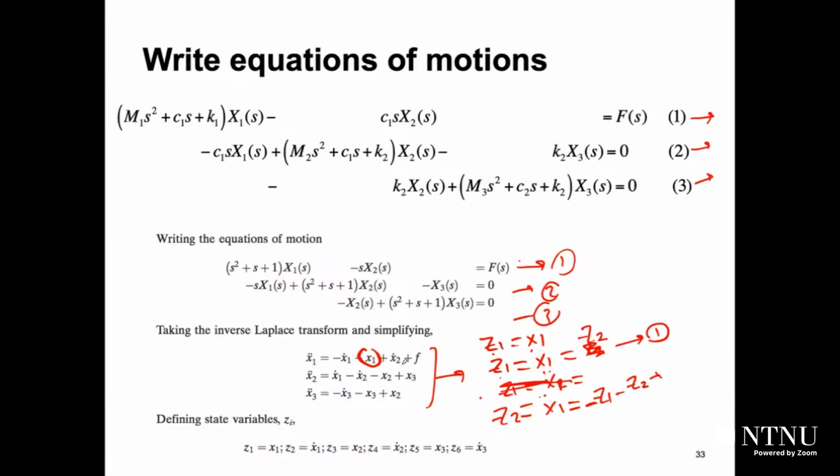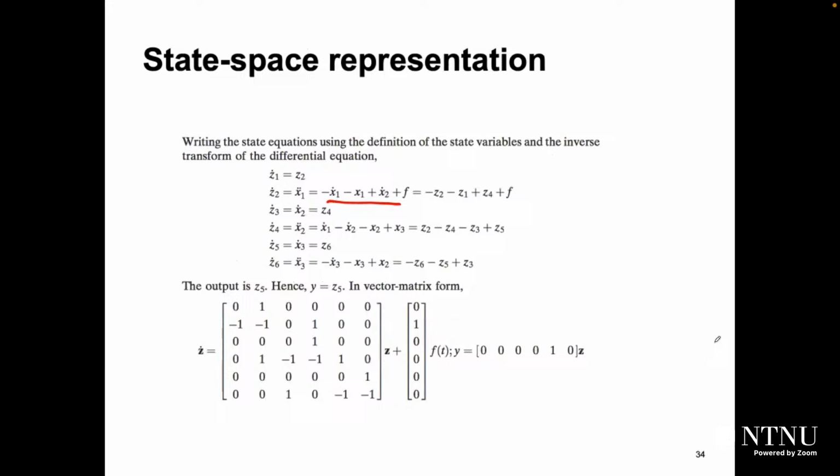What is X2 dot? X2 dot, in fact, it's Z4, right? So it will be Z4 plus F, and so on. So in this case, we will get those equations with Z1 dot on one side, and the states on the other side. We will write it in matrix notation, so it will be Z dot equals A multiplied by Z plus P multiplied by U. So it will be like this.